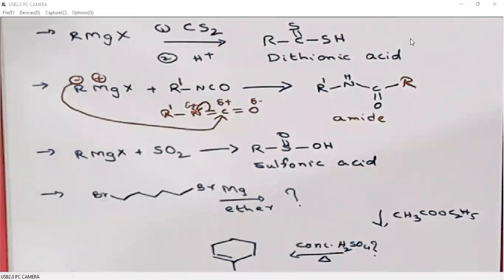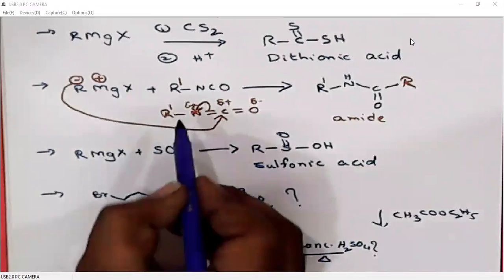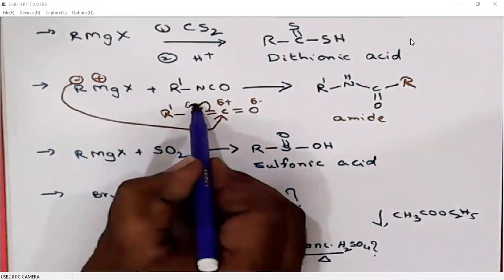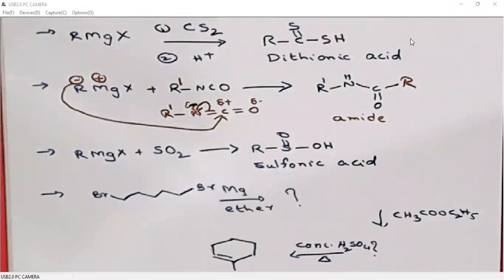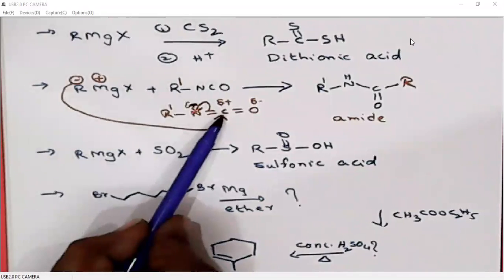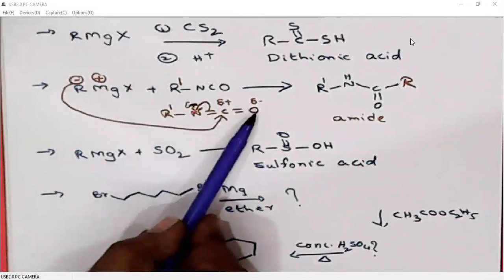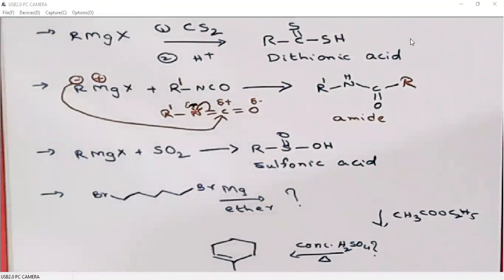There is a correction. This nitrogen is partially negatively charged. Only carbon is partially positively charged. Both oxygen and nitrogen are partially negatively charged due to their high electronegativity.